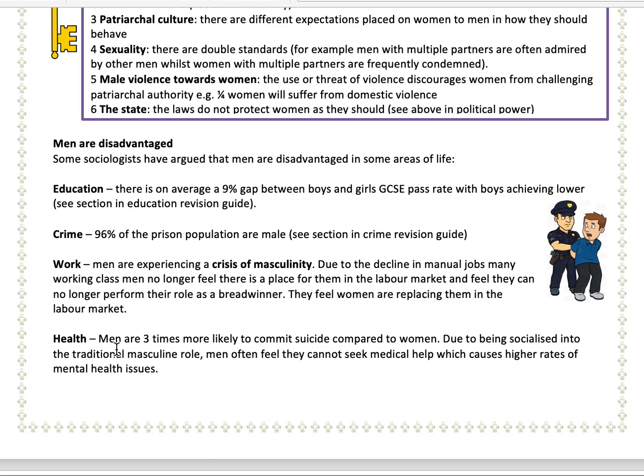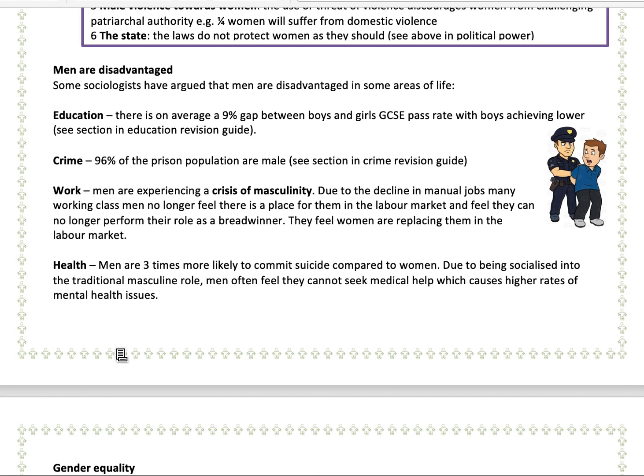They don't have the same kind of ambition that they used to because they've lost their direction and their role as their primary breadwinner. Health, you could talk about male suicide rates being significantly higher than women. That could be to do with this idea of traditional masculinity, not feeling that they can seek help or express emotions when they need to.